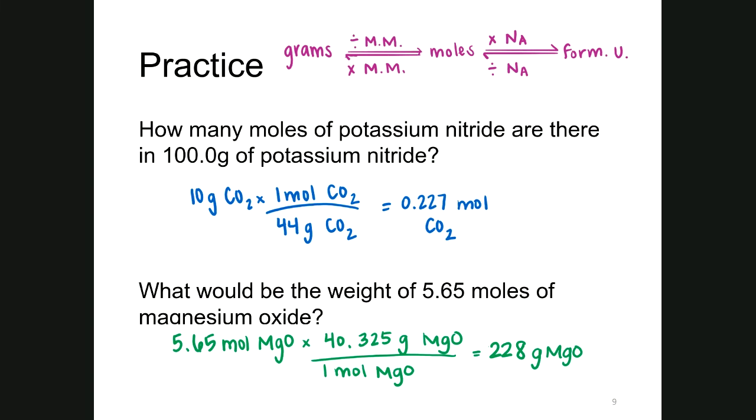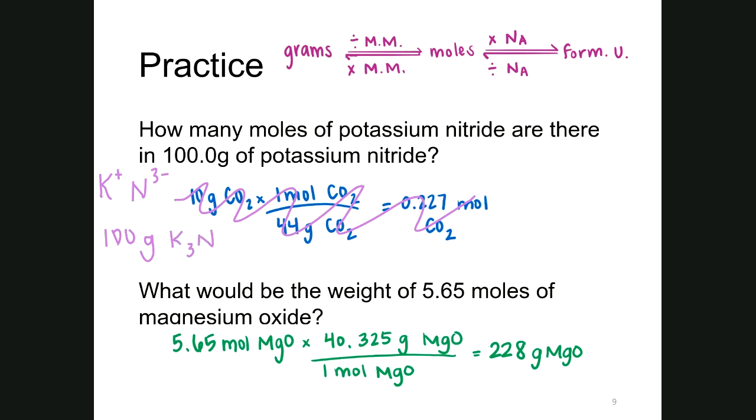So our next one says, how many moles of potassium nitride are there if we have 100 grams of it? Oops, I have the wrong thing written here. That's my bad. We'll work through it together then. So if we have 100 grams, that's what we're going to start with. And it's potassium nitride. So potassium is K plus, nitride is N 3 minus. So this is 100 grams of K3N.